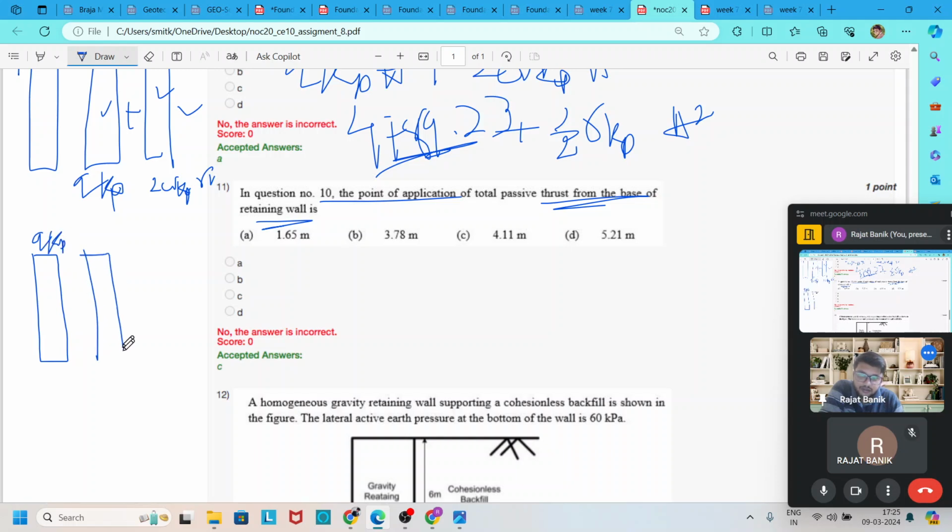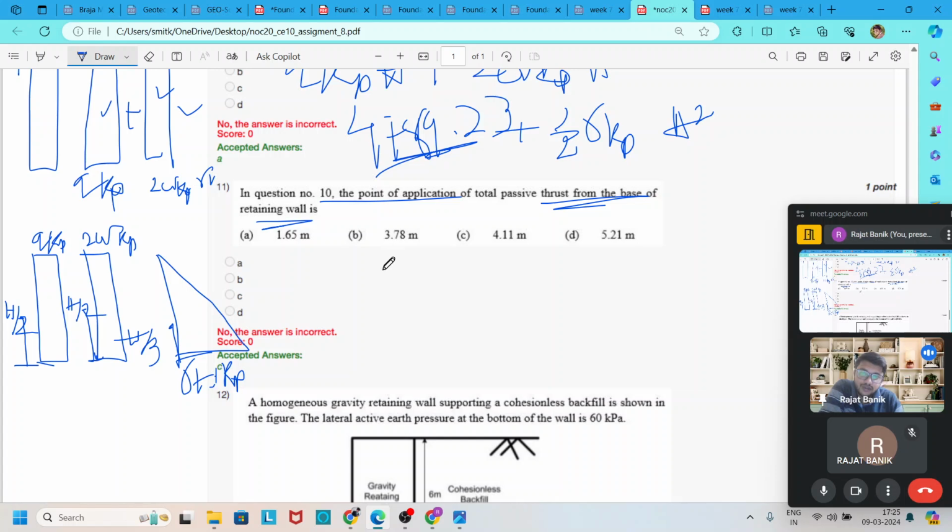Here it is 2c root over Kp, and here it is gamma h Kp. So we know that for this diagram, the CG is at the middle of this diagram, that is h by 2, the half height of the wall, and from the bottom here it is h by 3.